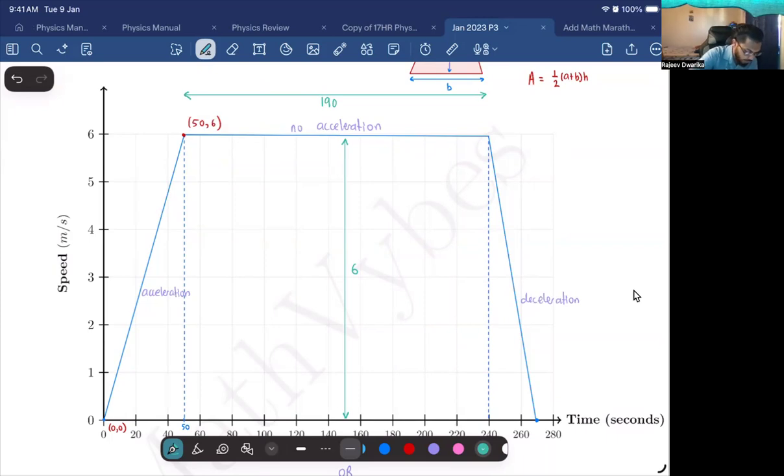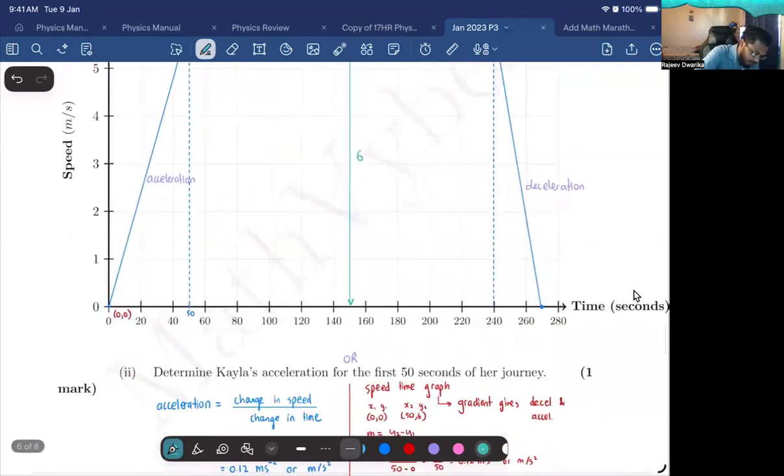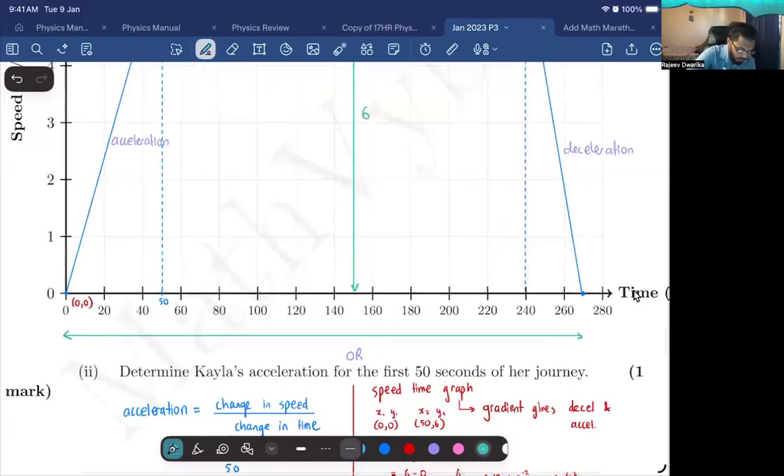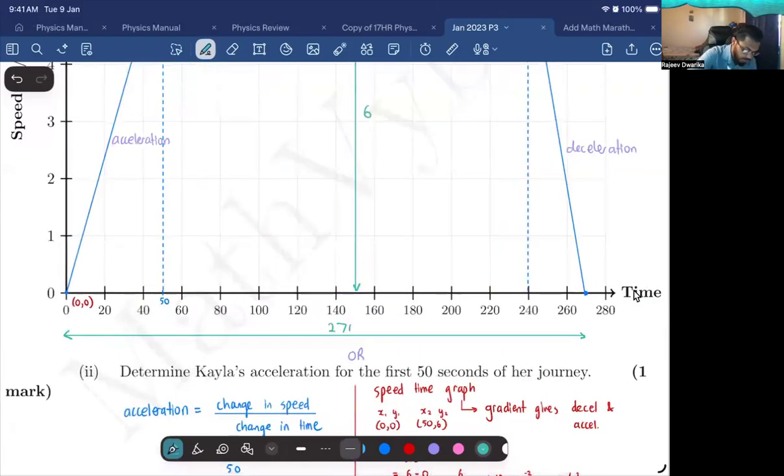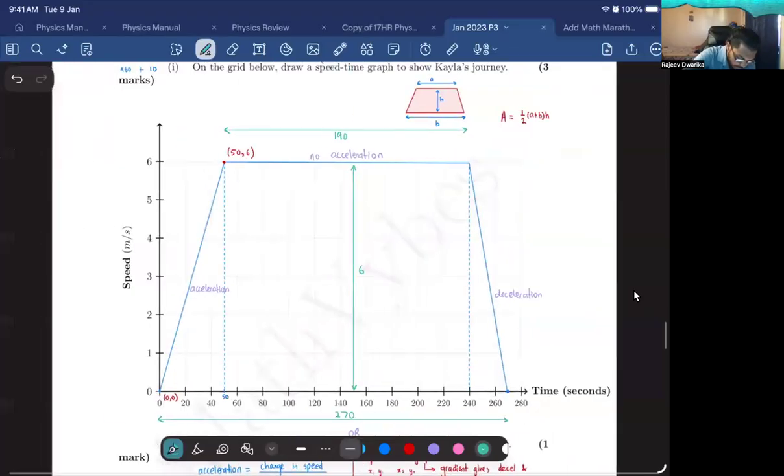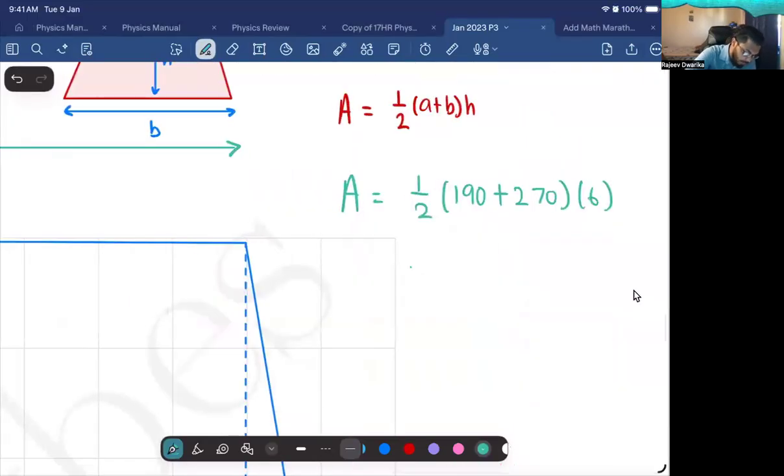All right. Next thing. The other dimension. It will be 270, right? Great. So to find the area here, it is just going to be equal to a half open bracket. A is 190, right? Plus 270 by the height, and the height is 6. So somebody plug that into your calculator and let me know what you're getting.